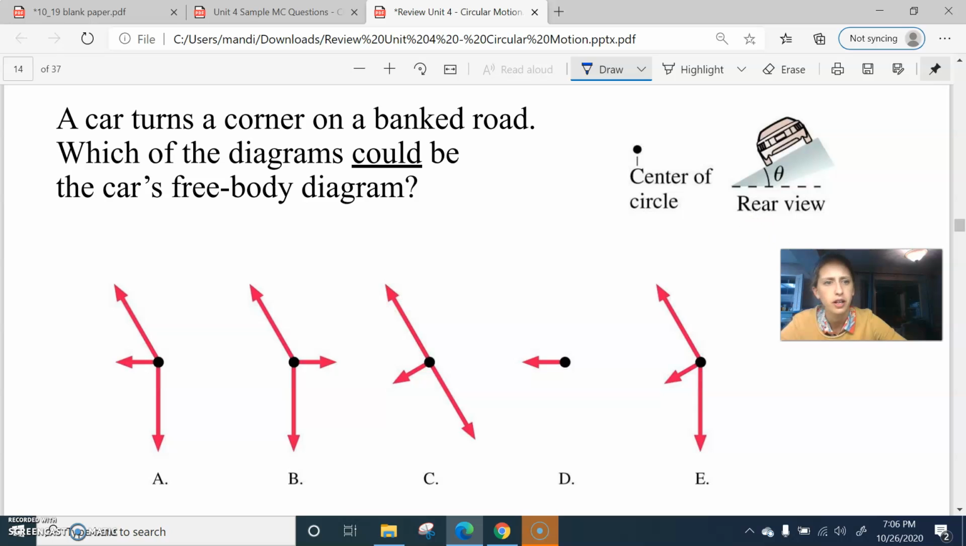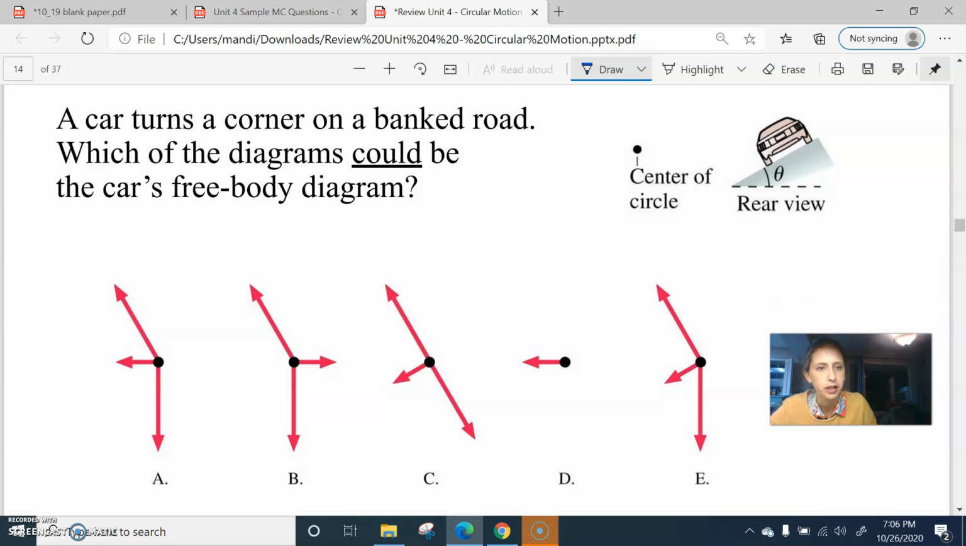Okay. So we've got a car on a banked road, probably on planet Earth. So I'm thinking we have to have mg going down. That eliminates a couple. I'm thinking we've got a normal force at an angle, which eliminates none. You're expected to know that. If we are not sliding, then we've got friction. You know what? The normal force is holding us up. So I think friction is going down the road. It's keeping us from sliding out this way, right?